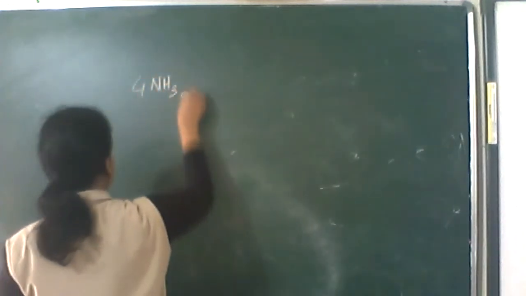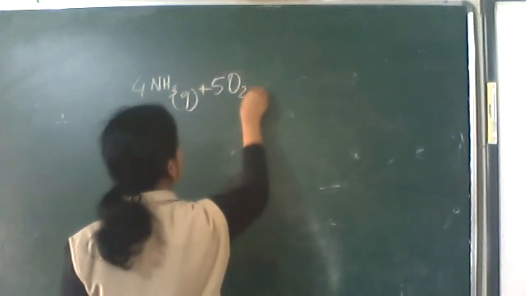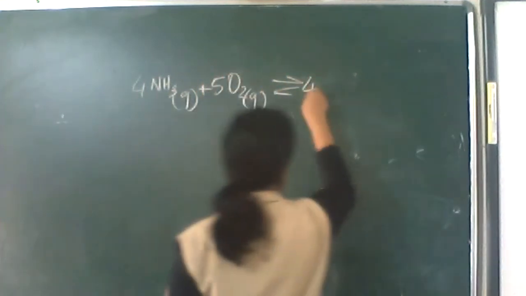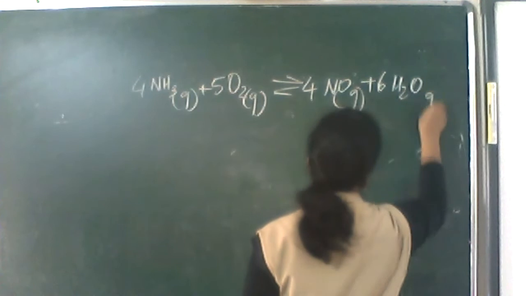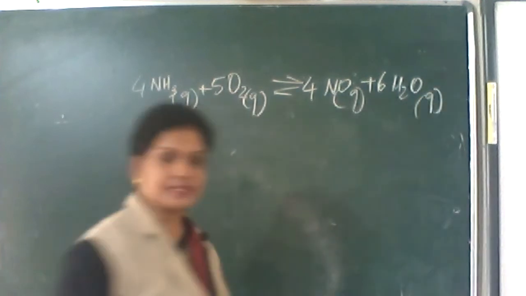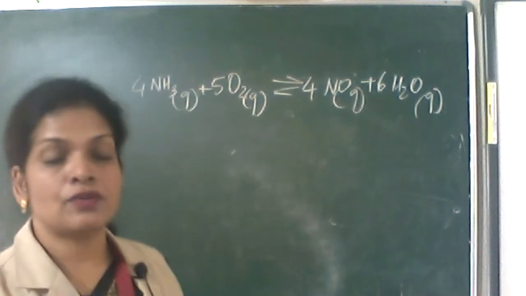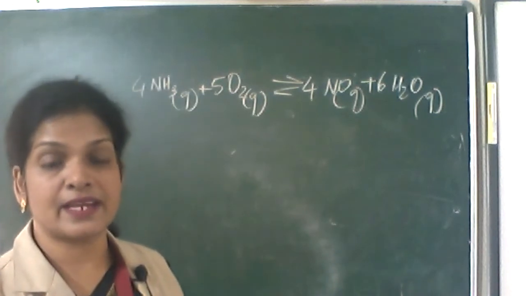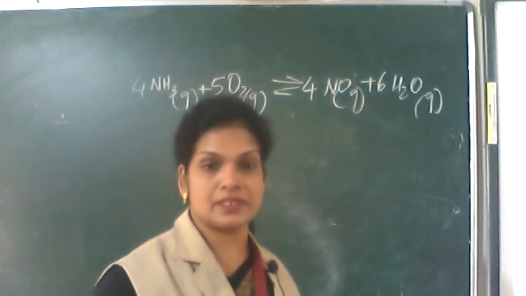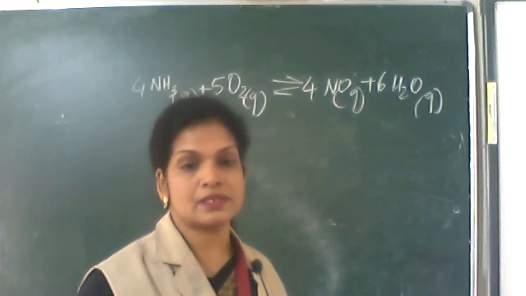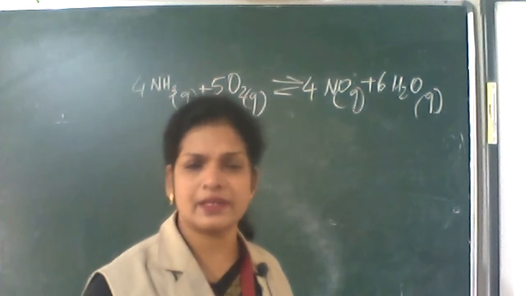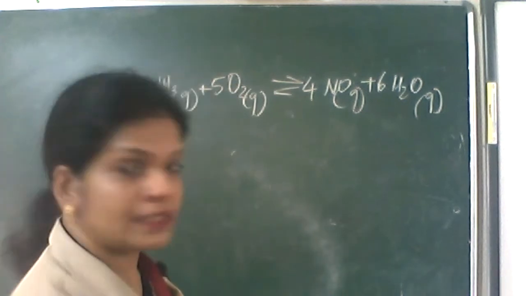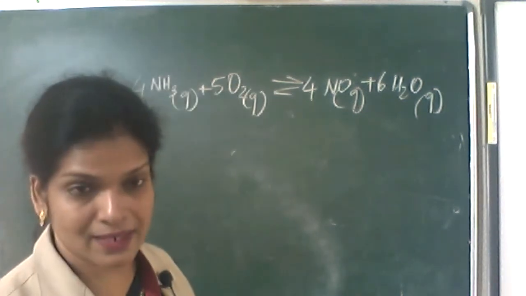For example, 4NH3 gas plus 5O2 gas in equilibrium with 4NO gas plus 6H2O gas. In this case, for the equilibrium constant, write only the concentration of gases and aqueous species. Solids and liquids, you just neglect. There is no change in the concentration of solids, and the change is negligible in the case of liquids. So you have to put only the aqueous and gaseous states.